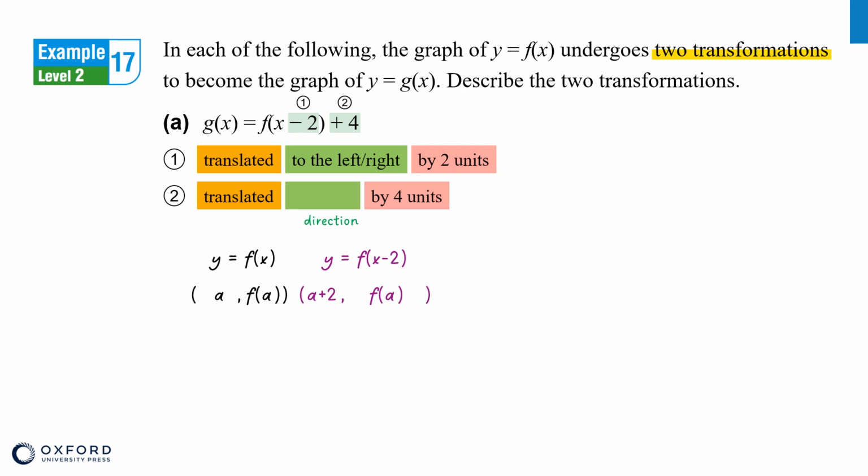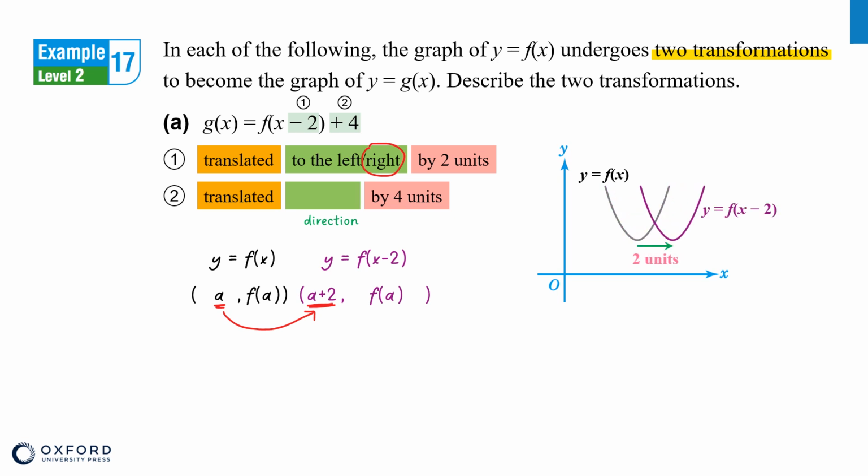From this, we know that every point on the graph of y equal f of x minus 2 will have an x-coordinate that is 2 greater than the original, while the point's y-coordinate remains unchanged. This results in a shift of the graph to the right. We say that the graph of the function is translated to the right by 2 units.